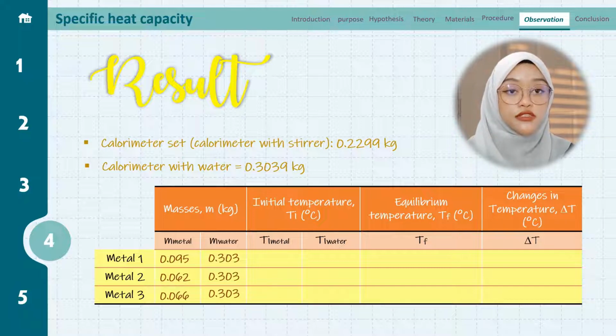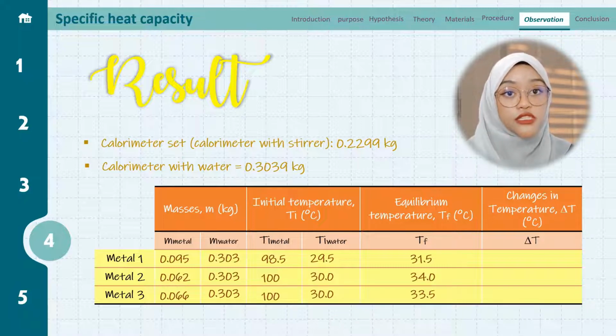The mass of metal 1 is 0.095 kg, second metal is 0.062 kg, and the last metal is 0.066 kg. The initial temperature of metal 1 is 98.5 degrees Celsius, while the initial temperature of the second and third metal is the same, which is 100 degrees Celsius. After some calculation, the changes of temperature of metal 1 is 68 degrees Celsius, metal 2 is 66 degrees Celsius, and metal 3 is 66.5 degrees Celsius.